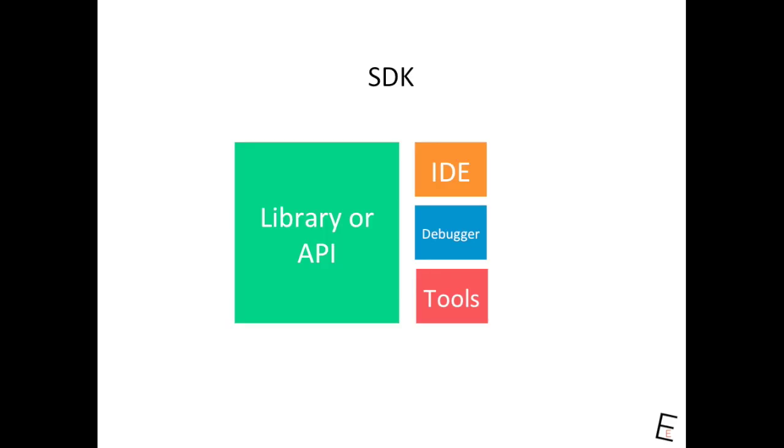So basically, a software development kit is mainly a software library or an API that's going to help you to write code to govern, to control a hardware easily, and a bunch of other tools that can help you in various scenarios like in developing or in debugging.